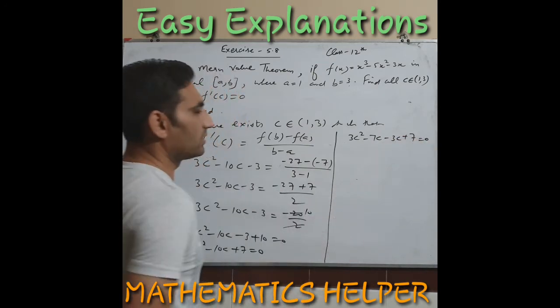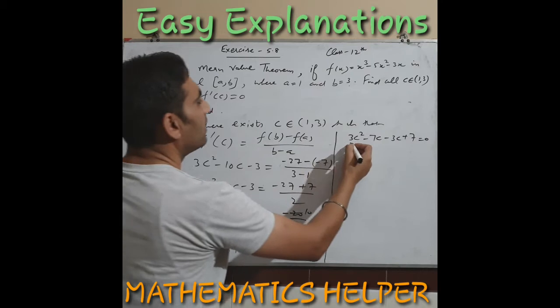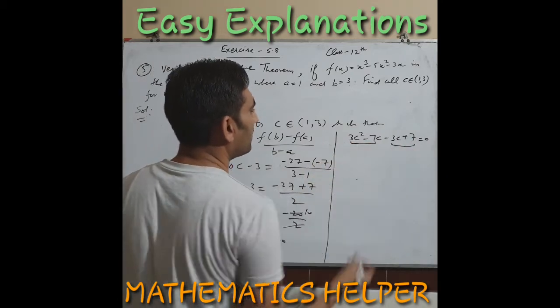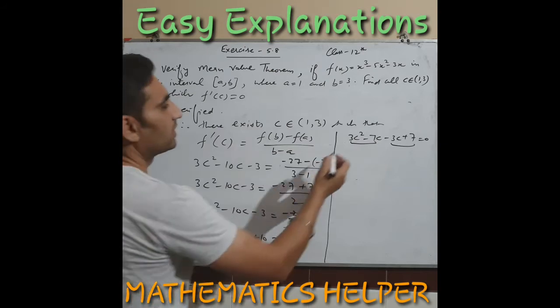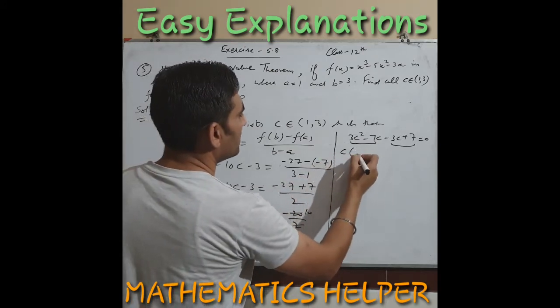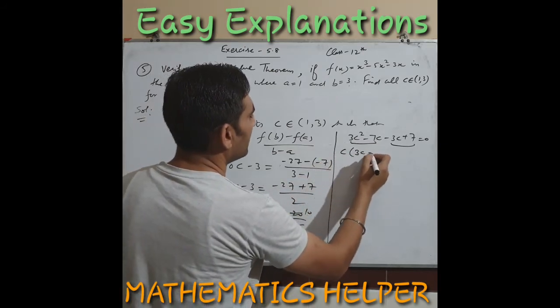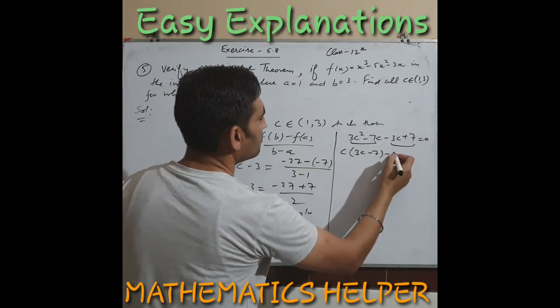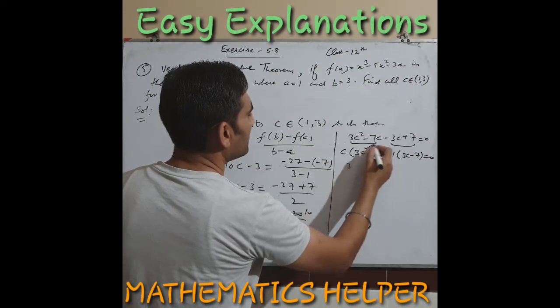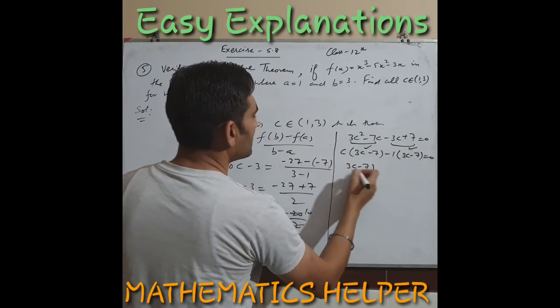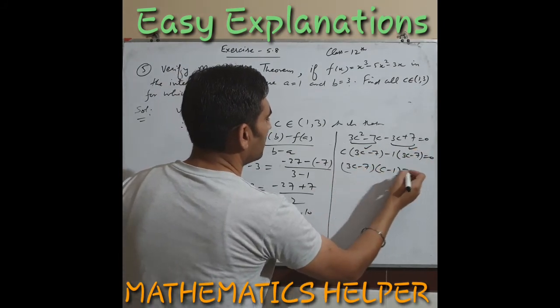This was given in lower classes also. So you can easily understand how we factorize a quadratic polynomial or equation by splitting the middle term. So I will take c out from these, so it will have 3c left here minus 7. And from the last two, minus 1 common, 3c minus 7 equal to 0. So we have this factor common: 3c minus 7 into c minus 1 equal to 0.